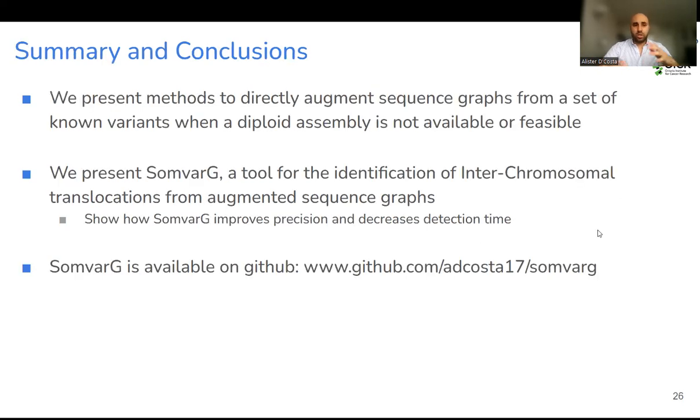In summary, just to conclude here, I know I've talked a lot, so we'll wrap it up. We present methods to directly augment sequence graphs from a set of known variants when a diploid assembly is not available or feasible. We also present SOMVARG, a tool for the identification of interchromosomal translocations from augmented sequence graphs, and we show how SOMVARG improves precision and decreases detection time. And we note that SOMVARG is available on GitHub, and it is available for your use.